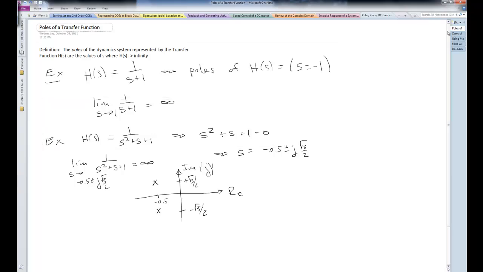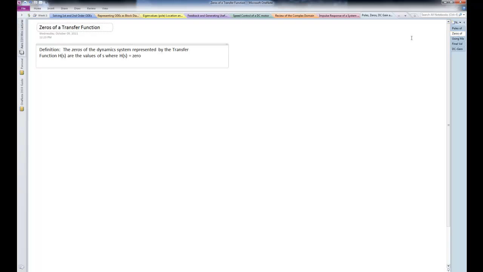The zeros of a transfer function are the complex values s where the transfer function is equal to 0. Instead of infinity, it's 0. So again, by way of example, if we have s plus 1 over s squared plus s plus 1, call that h of s, then the zeros of h of s are the set of minus 1, because we see that if s equals minus 1, the numerator goes to 0.